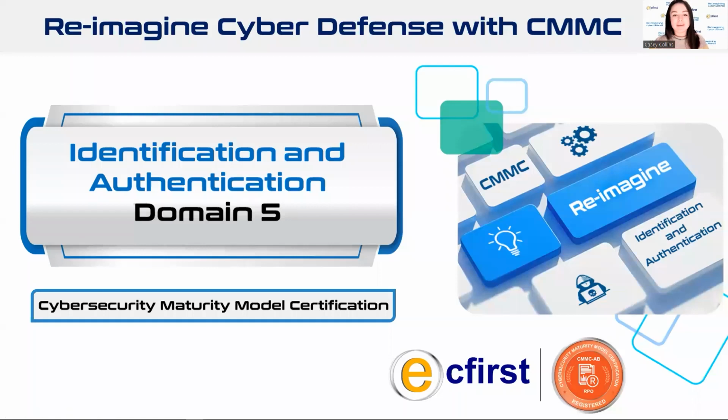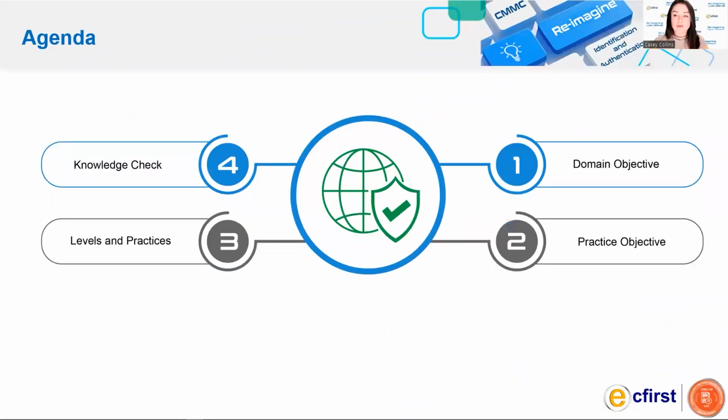This is Domain 5, Identification and Authentication of the Cybersecurity Maturity Model Certification, or CMMC. We'll go through the objective of the entire domain, the objective of each practice, levels and practices, and a knowledge check.